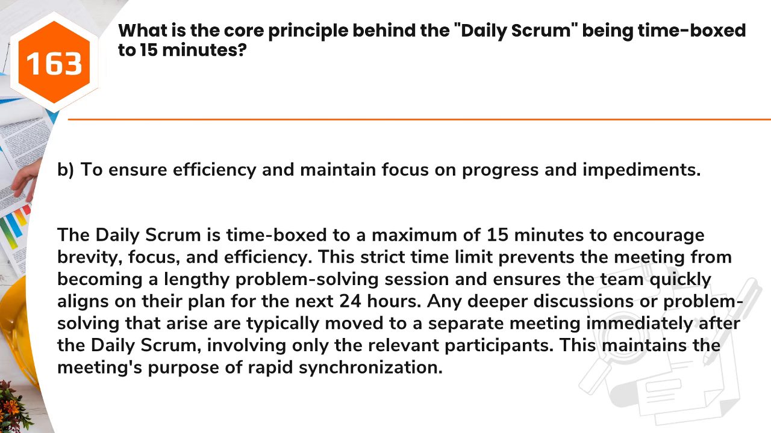Answer, B. To ensure efficiency and maintain focus on progress and impediments. The daily Scrum is time-boxed to a maximum of 15 minutes to encourage brevity, focus, and efficiency. This strict time limit prevents the meeting from becoming a lengthy problem-solving session and ensures the team quickly aligns on their plan for the next 24 hours.